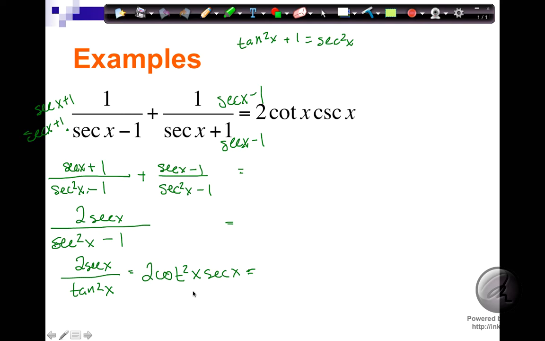So I don't really know what else I can do, so I'm going to change everything to sines and cosines. It's one of your tips and tricks. Cotangent squared is cosine squared over sine squared, and secant is 1 over cosine. Well, now look at this. I can cancel my square, and I can cancel that cosine. So then I get 2 cosine x. I'm going to split this sine squared into 2 different sines.